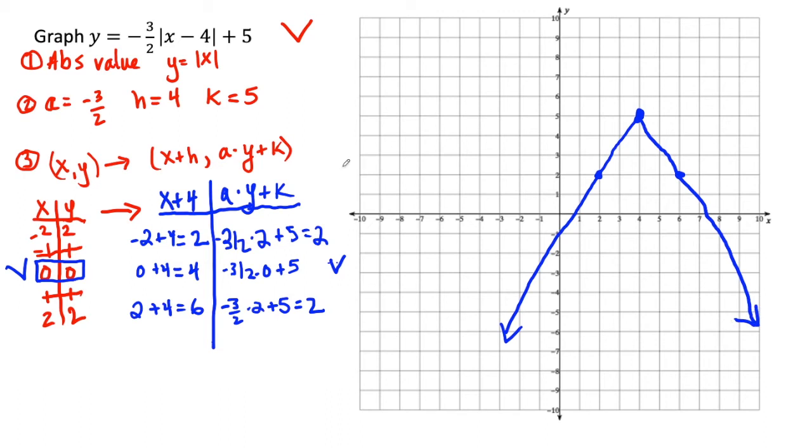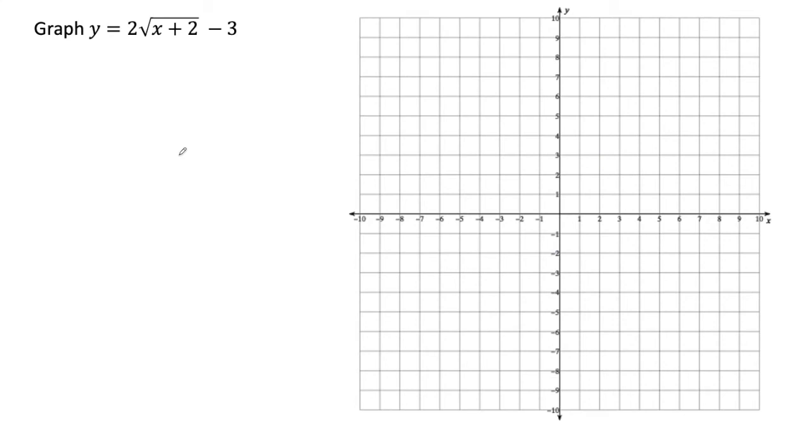And so that gives me the function y equals negative 3 halves times the absolute value of x minus 4 plus 5. Example 2, we have the function y equals 2 times the square root of x plus 2 minus 3.